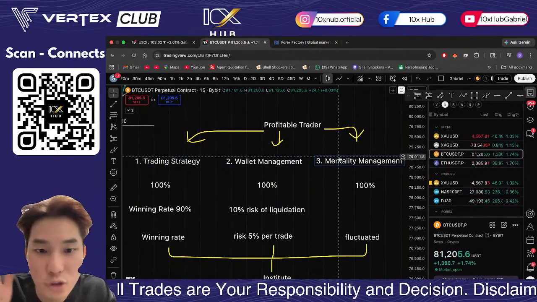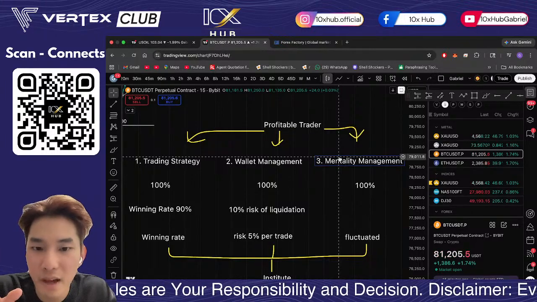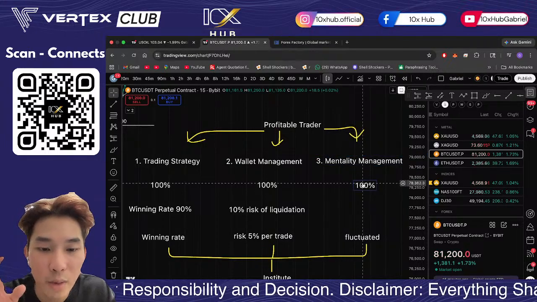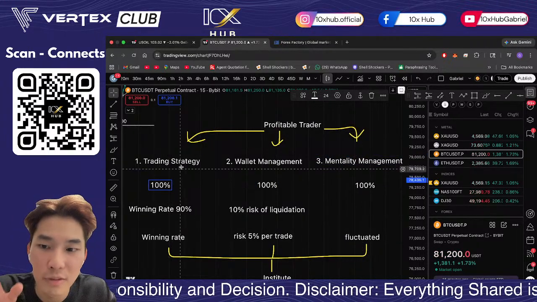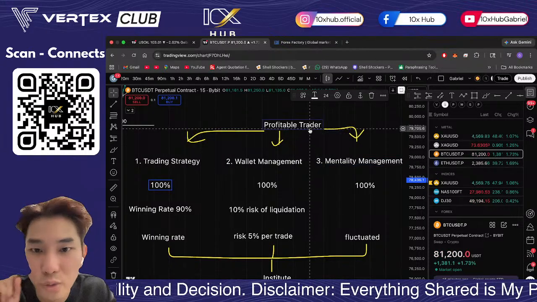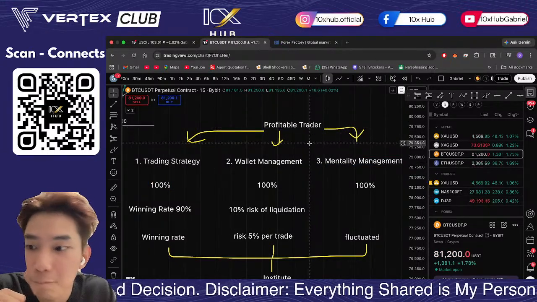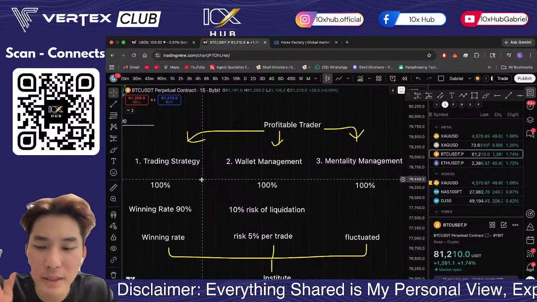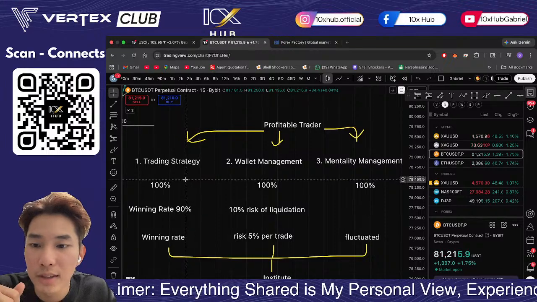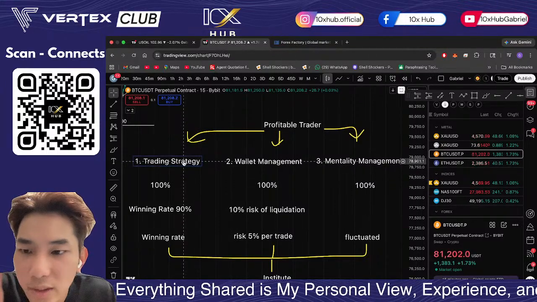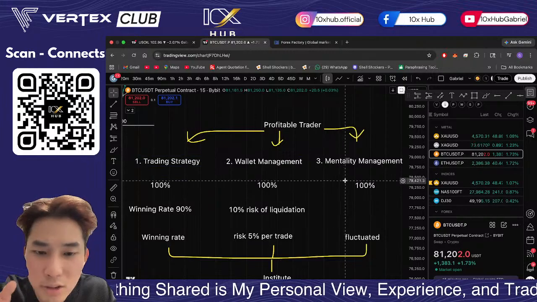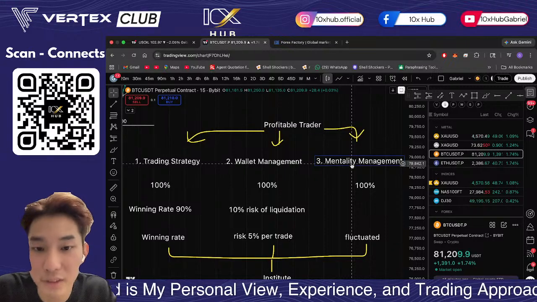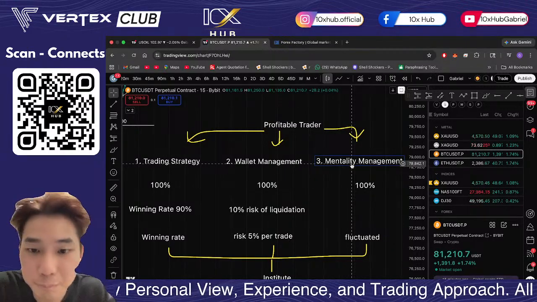If we really master these three things, put a lot of effort into building these three pillars, and turn each pillar into 100%, congratulations, you will become a profitable trader. Yes, so we have to master these three things. Don't limit yourself by those YouTube videos that you saw, saying there is only 30% in trading strategy, or only 70% in mentality management. Wallet management, they have forgotten about wallet management.